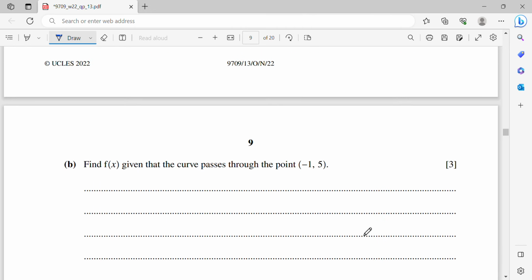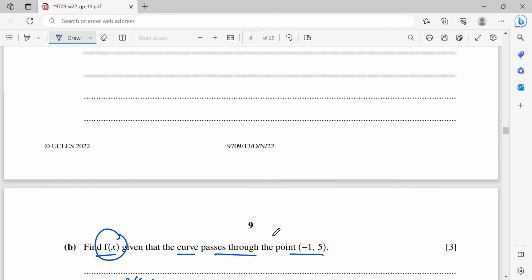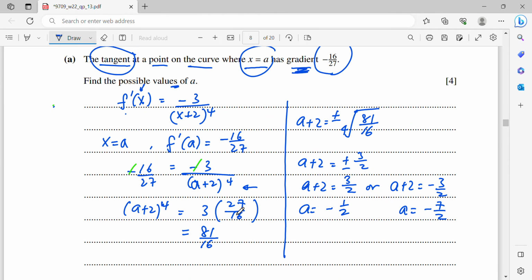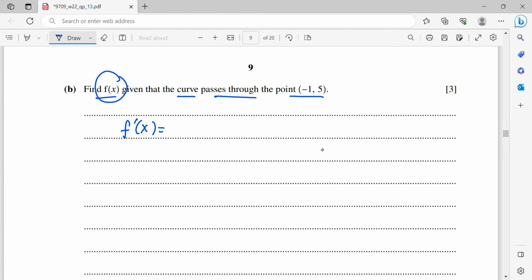Now, for part b, find f(x) given that the curve passes through the point. When you need to find f(x) from f'(x), we need to integrate. So first of all, I will rewrite my f'(x). f'(x) is going to be negative 3 over the fourth root of (x plus 2), so negative 3 over (x plus 2) to the power of 1/4.